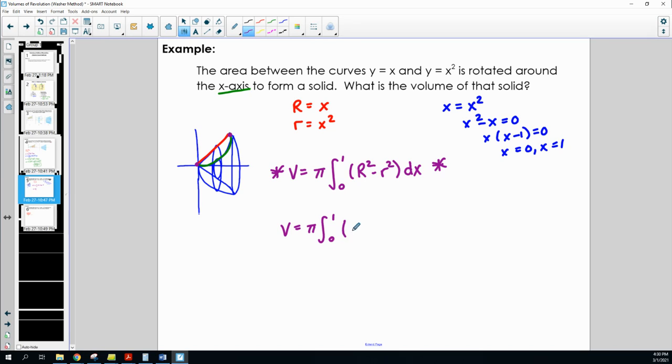I'm just going to plug in big R squared, so that's going to be x, and I'm going to square that, minus little r squared, so little r is x squared, so if I square x squared, I'm going to get x to the 4th, and then dx. So from here, I can again take the antiderivative, so this will give me 1/3 x to the 3rd minus 1/5 x to the 5th, and then I need to plug in the 1 and the 0 and then subtract them. So if we do this properly, we end up with 2 pi over 15.